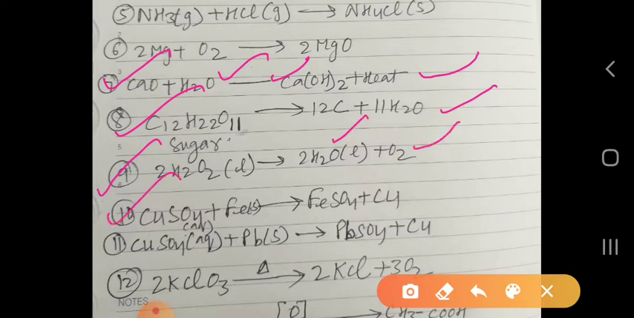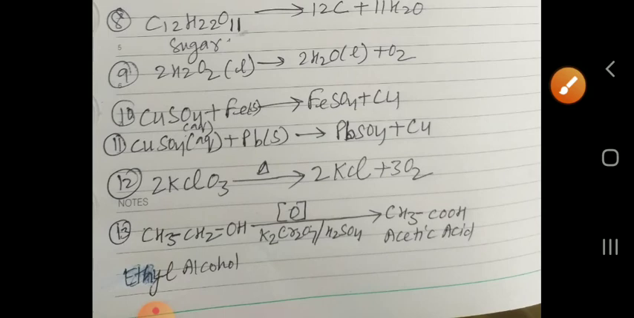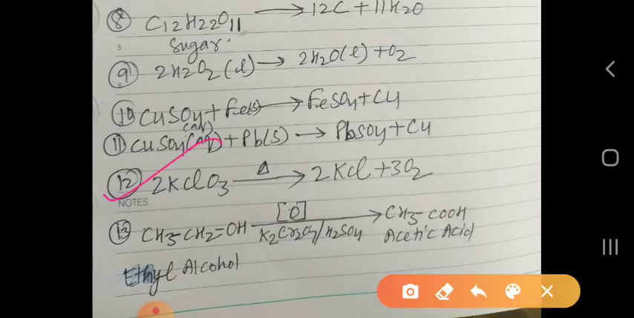Then CuSO4 plus Fe. SO4 combines with the iron Fe and forms ferrous sulfate, that is FeSO4 plus Cu. Now CuSO4 combined with Pb forms PbSO4 plus Cu. PbSO4 is lead sulfate. Let us see some more reactions here. This is 2KClO3. When it is heated, as the sign on top shows, it changes to 2KCl plus 3O2.